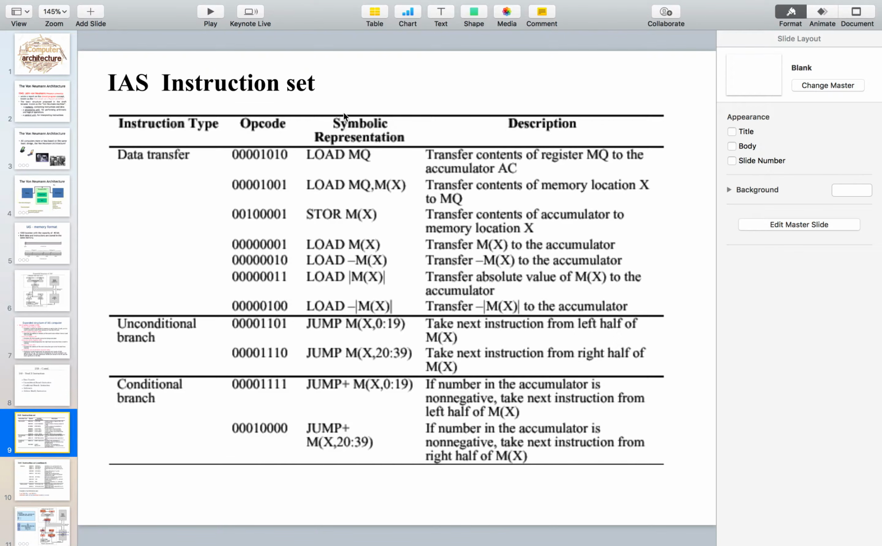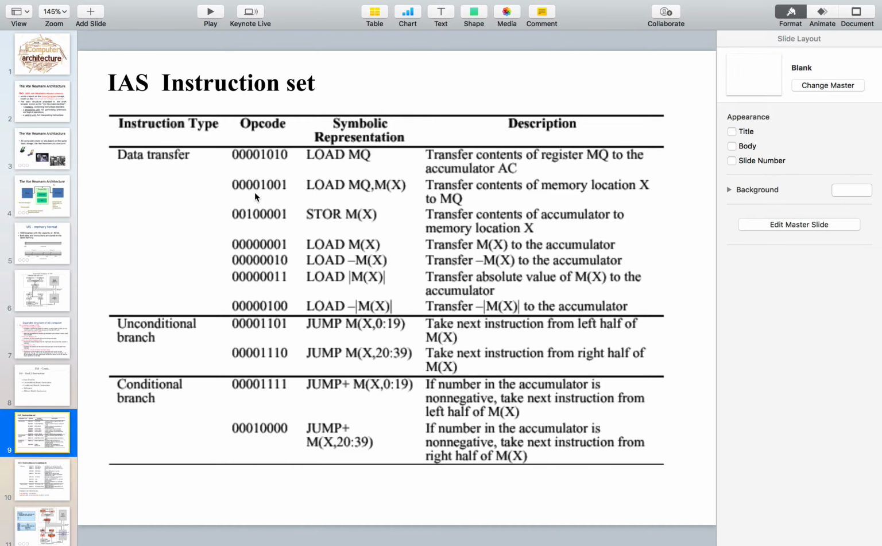Each instruction, that is each symbolic representation, has a unique opcode. An opcode consists of 8 bits: 1, 2, 3, 4, 5, 6, 7, 8. So every instruction has its unique opcode, or a binary code, for the computer to understand. First, data transfer. If I give load MQ, the computer has to understand the word load. So I give the input in terms of a binary code, which is also known as an opcode in this case. So load MQ means it transfers the contents or the value present in the MQ register to the accumulator.